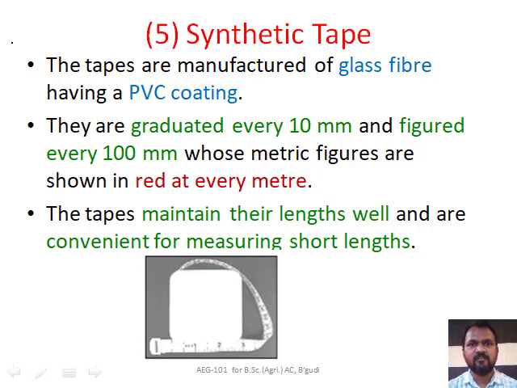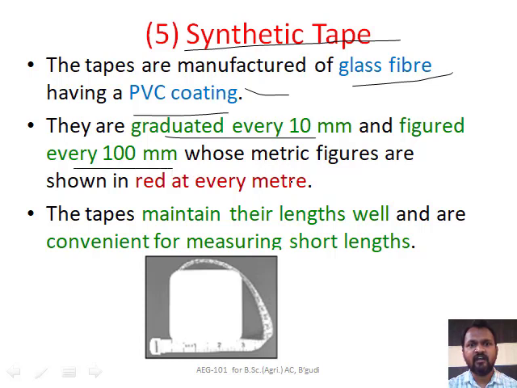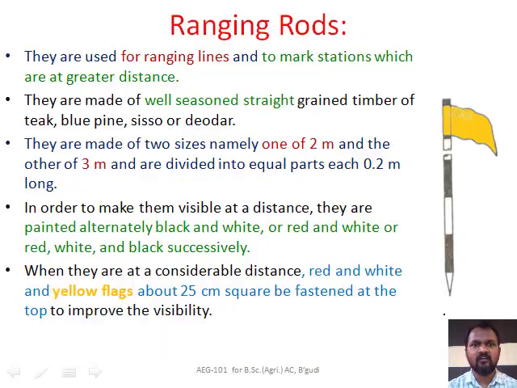Here we will see the synthetic tape. These tapes are manufactured of glass fiber and have PVC coating on them, and they are graduated every 10 millimeter and figured every 100 mm, whose metric figures are shown in red at every meter. The tapes maintain their length well and are convenient for measuring short lengths.